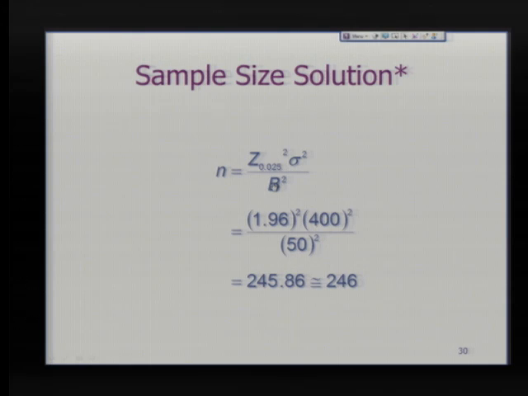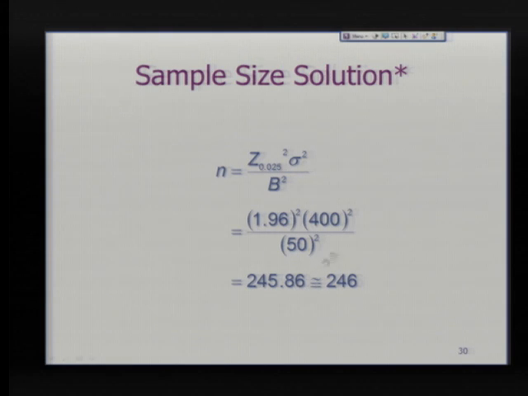I want my marginal error here. I use B, but it can be E. It's marginal error, and that is 50. So if you have a note, I probably can change this to E, just to be consistent with the E that we have earlier. So this is marginal error. Just plug them in. You get a number, 245.86. Of course, you don't have a fraction of a subject.